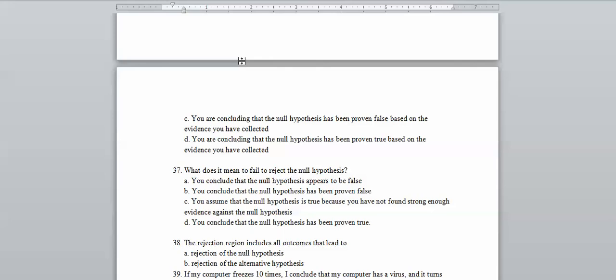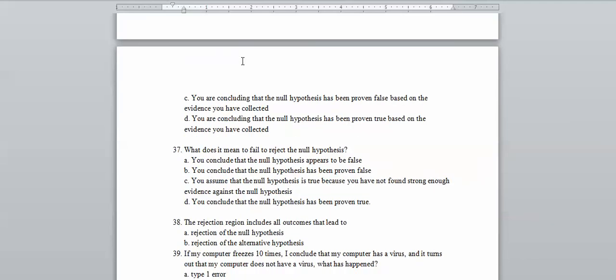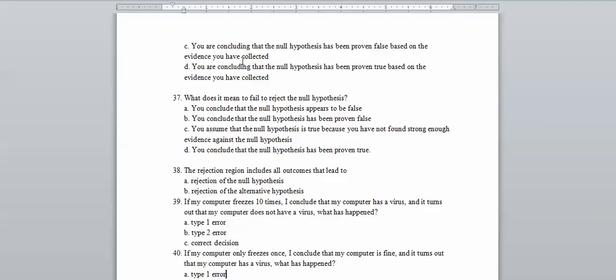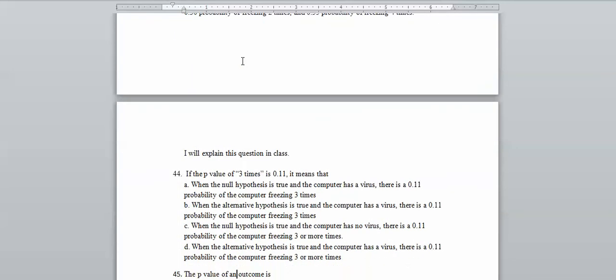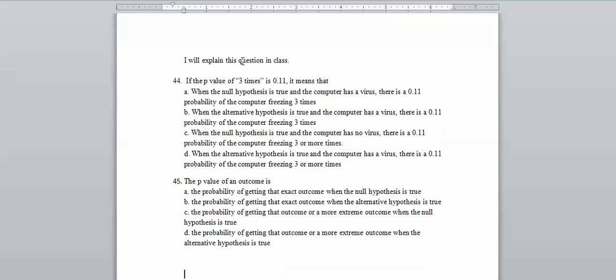Remember that a type 1 error happens if you reject the null hypothesis and it turns out that the null is actually true. A type 2 error is when you fail to reject, meaning you hold back from rejecting the null hypothesis, and it turns out that the alternative is actually true, and the null should have been rejected. That's a type 2 error. I'll talk about this one.